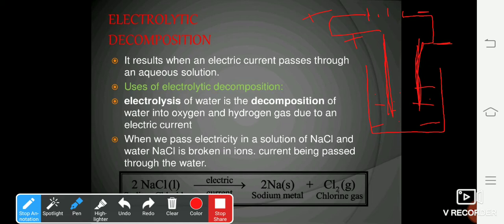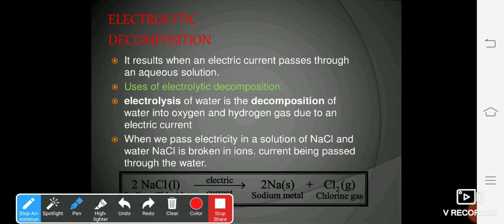Now, when sodium chloride dissolves in water, it produces Na plus ion and Cl minus ion. Now, Na plus ion will move towards negative electrode and Cl minus ion will move towards positive electrode. Here, the decomposition of sodium chloride takes place due to the passage of electric current. Therefore, it is known as electrolytic decomposition or electrolysis. You can see in your presentation, it says it results when an electric current passes through an aqueous solution.